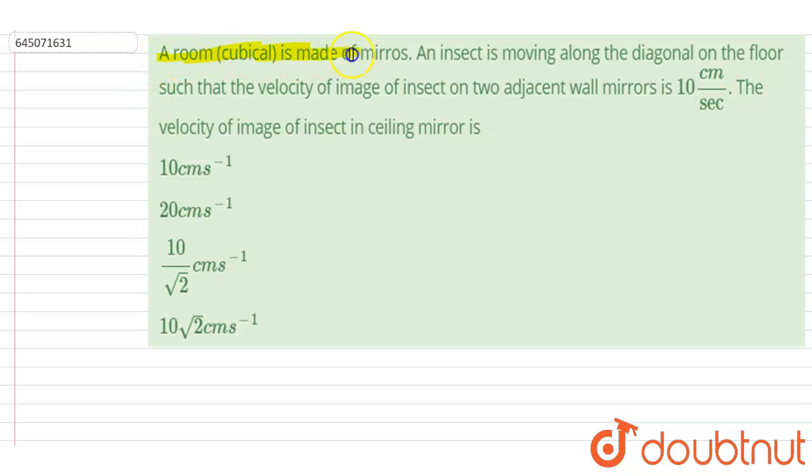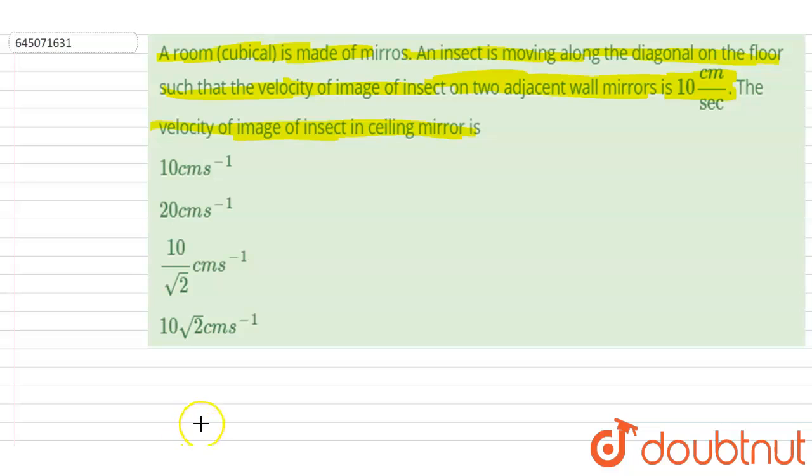Hello everyone. A room cubicle is made of mirror. An insect is moving along the diagonal on the floor such that the velocity of the image of the insect on two adjacent walls of the mirror is 10 cm per second. Find the velocity of the image of the insect in the ceiling mirror.